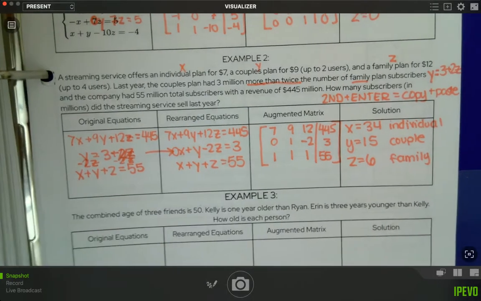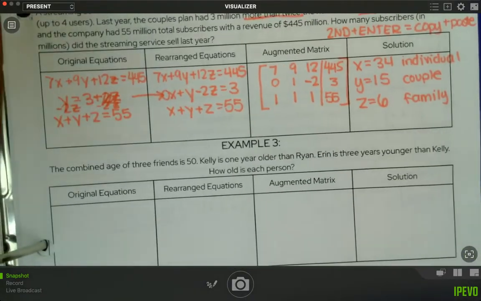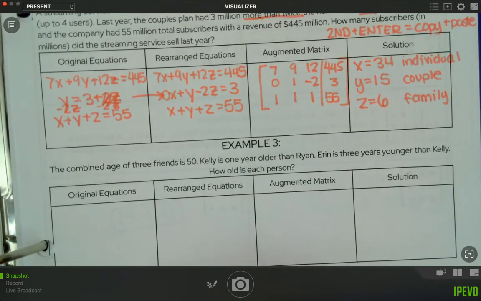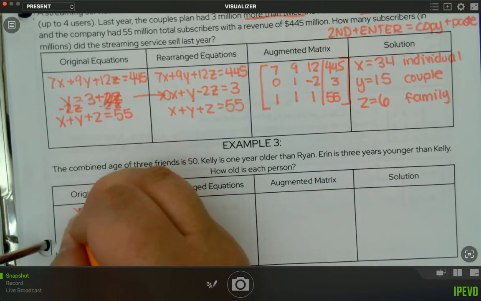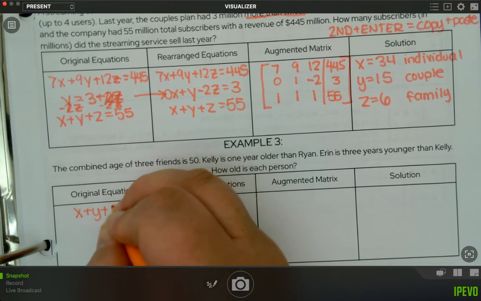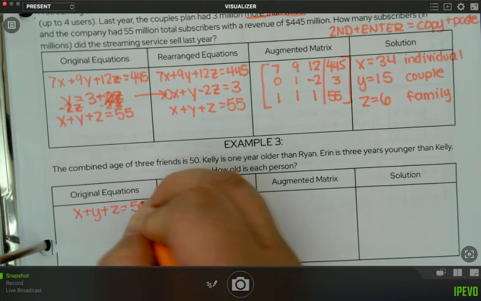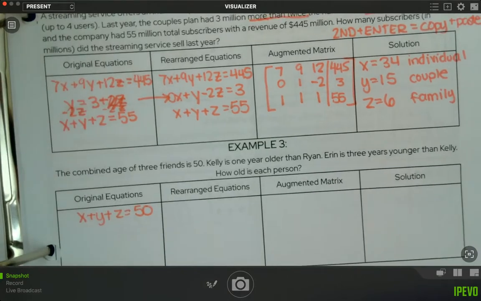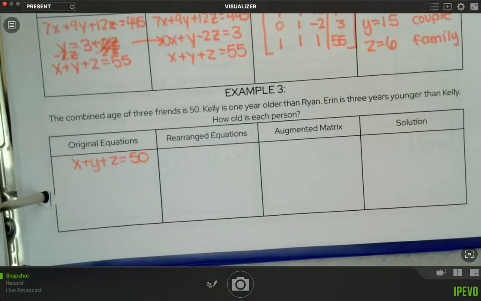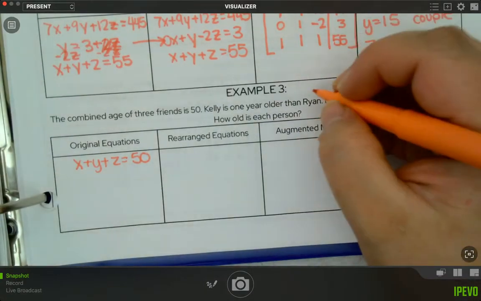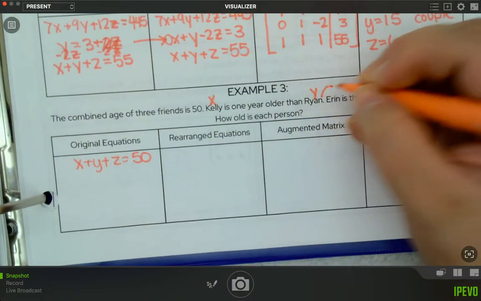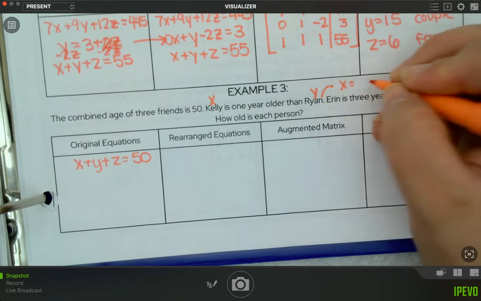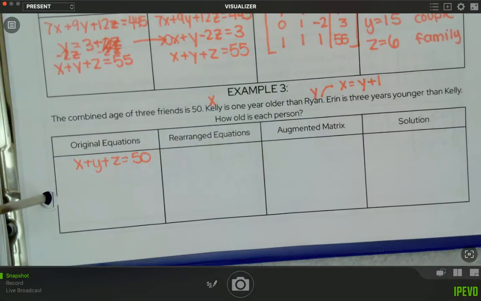All right, last one. The combined age of 3 friends is 50. Okay, let's say those friends are X, Y, and Z. When we say we're combining them, we mean that we are adding them. And then it says Kelly is 1 year older than Ryan. So Kelly is going to be X, Ryan is going to be Y, and this sentence is saying that X equals Y plus 1, older by 1 year.